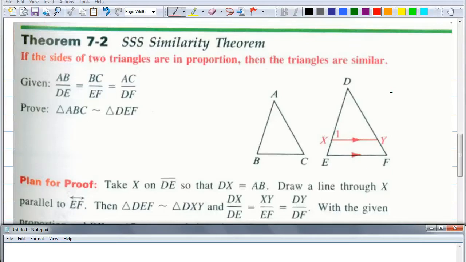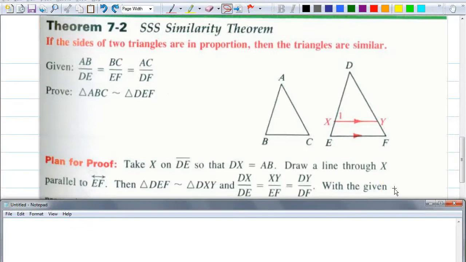We don't have angle A congruent to angle D anymore, do we? Because that's not given to us anymore. Because it's the side-side-side similarity theorem. We just know that the three sides of these triangles are in proportion. Go ahead, everybody think about this. Think about it as a proof.